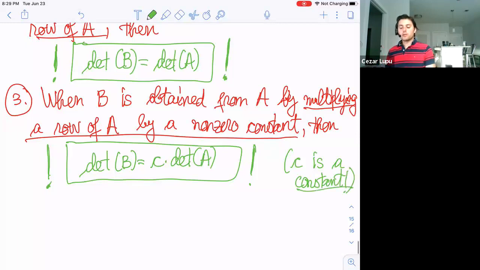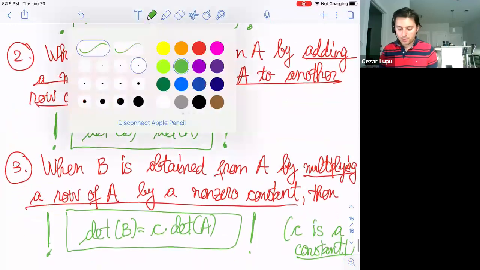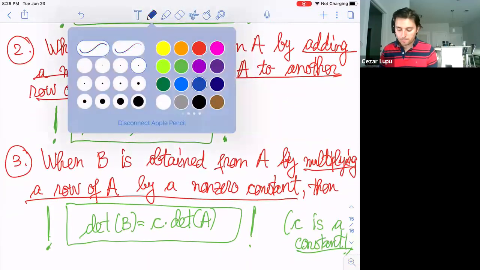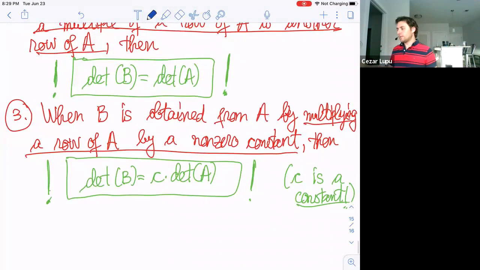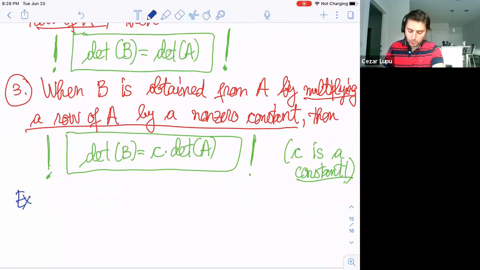Okay. So these are the three properties that you need to know for determinants of matrices, and we'll see some examples of how we can find the value of a determinant instead of doing all this row expansion, column expansion, and so on. You can just apply these kinds of elementary operations. So let me give you an example, and we'll do it together.